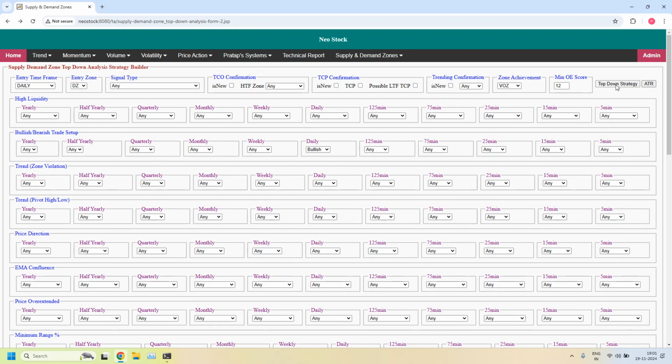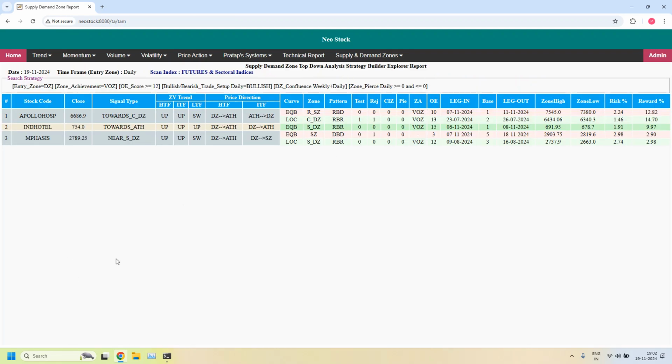With this filter, out of those 10 stocks, we got 3 stocks. In all these 3 stocks, the daily demand zones are part of the weekly demand zone. So in these 3 stocks, how many are having a weekly EMA confluence? Because daily zone is part of weekly and weekly trend is up. If these weekly zones are having weekly EMA confluence, they are even more high probability setup.